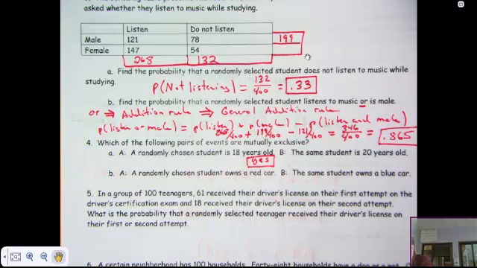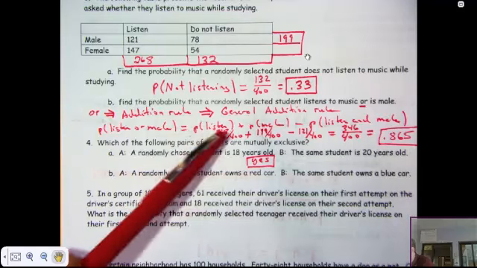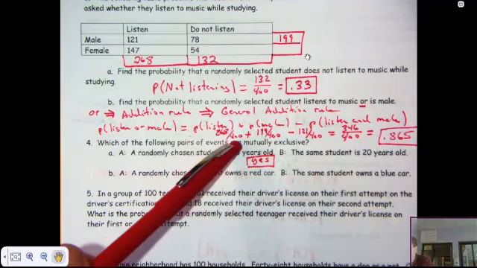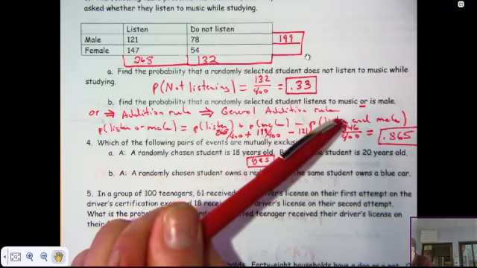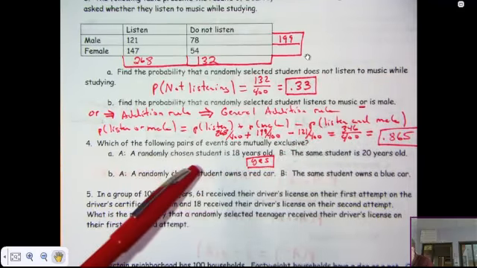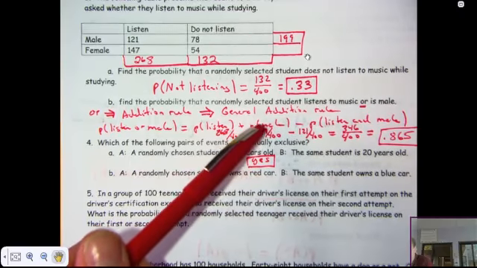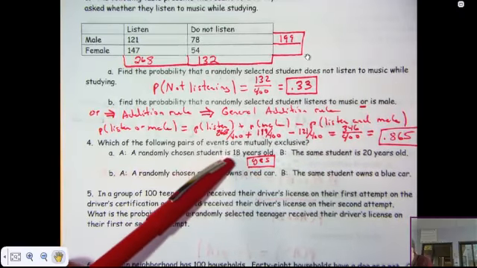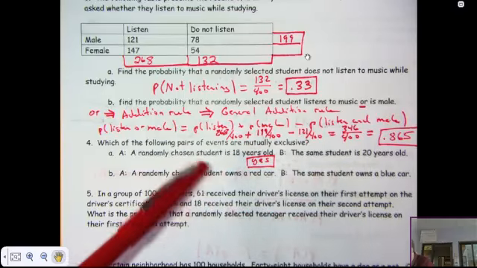If you're confused, mutually exclusive means they're exclusive. They can't happen at the same time. The one we just did was not mutually exclusive. They could happen at the same time. You could be a male and listen to music when you study. But this one is, because you can't be 18 and 20.